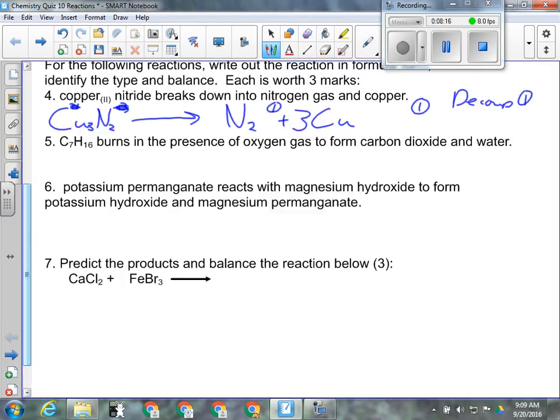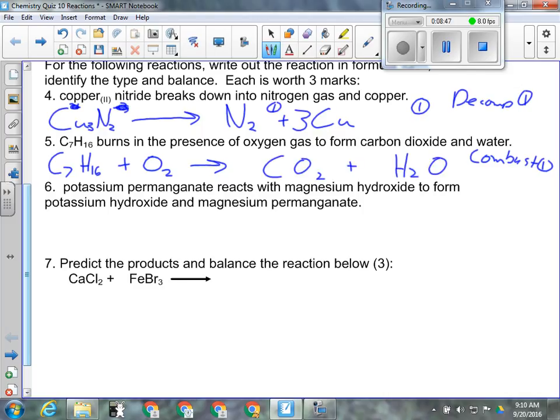All right, number 5. I gave you the formula for heptane, because I didn't want you to have to guess what it was. So we have C7H16, burns in the presence of oxygen. That's pretty much a dead giveaway on the reaction type. Combustion. What are the products always of a combustion reaction? CO2 and water.